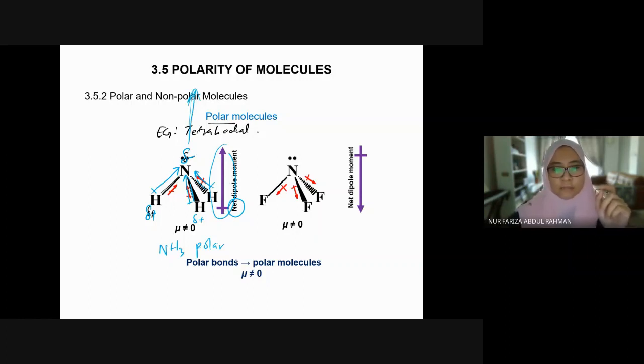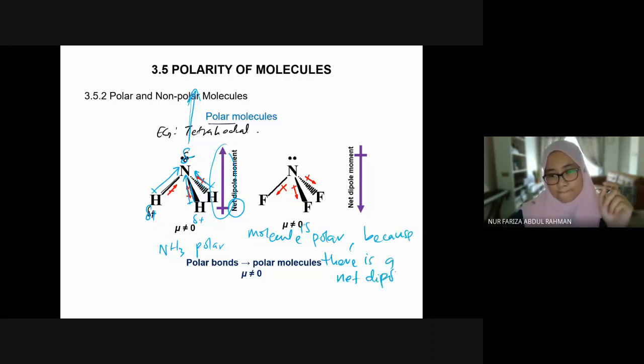So dia punya jawapan, the molecule is polar, okay, because there is a net dipole moment. You dah proof kan ni? Ataupun you can also answer that the mu is not equal to 0. Dia tak ada siapa yang cancel. Dia ada, this is what we call balance kan, baki dia. Tak ada siapa yang boleh cancel this vector. Therefore it is polar. Okay, alright.